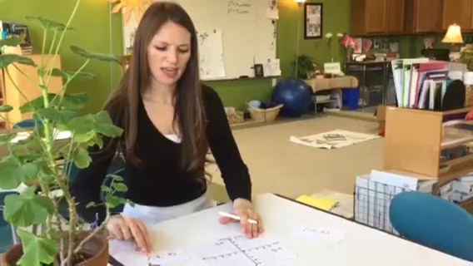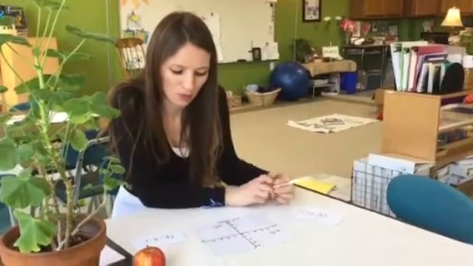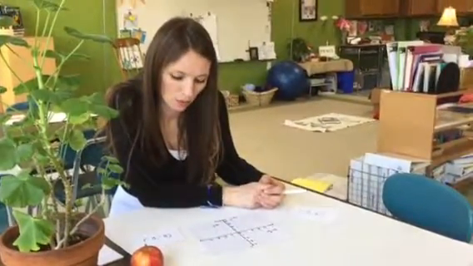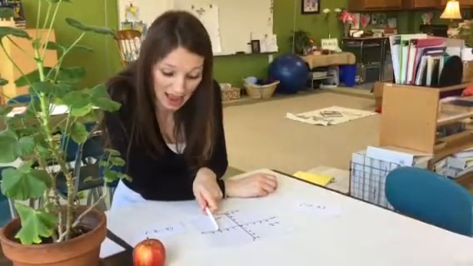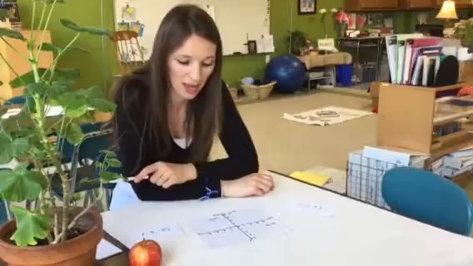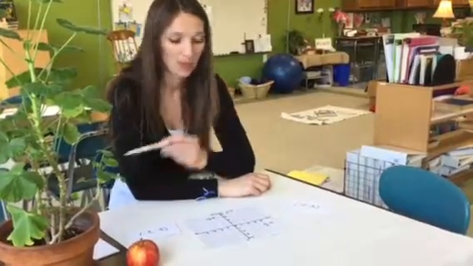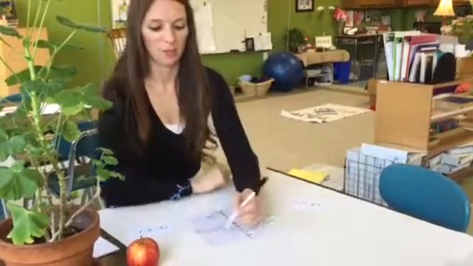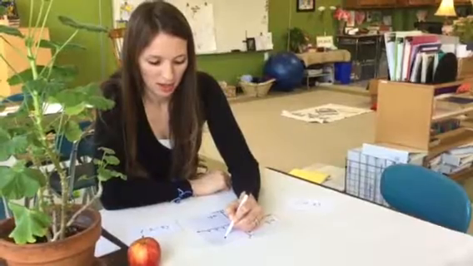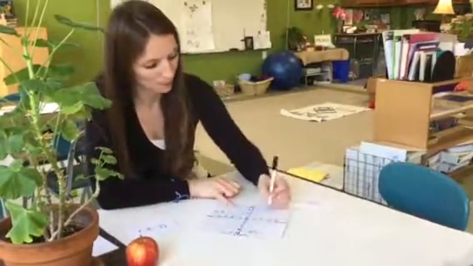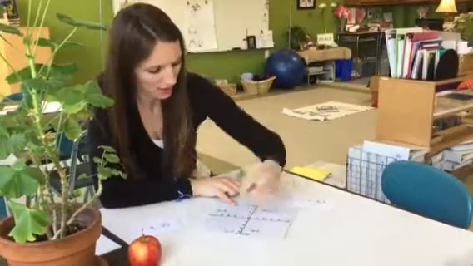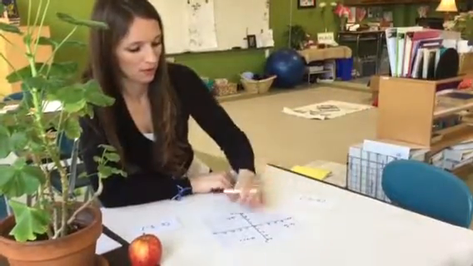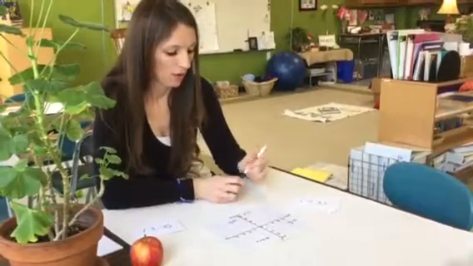Could you identify negative 3, negative 3 for me on your own? That's right, negative 3 on the x-axis and negative 3 on the y-axis. You're exactly right. They meet right there, and that does form a square. Negative 3, negative 3.